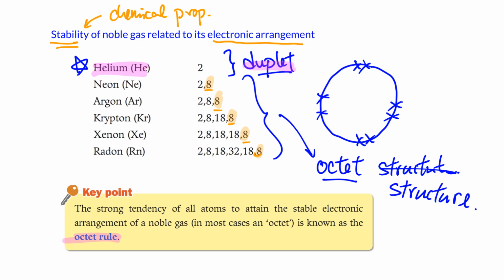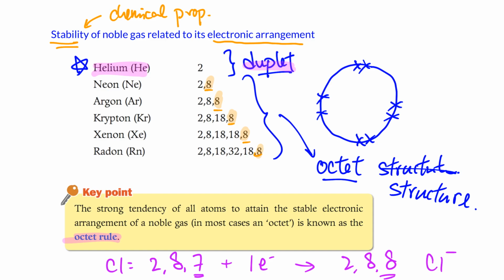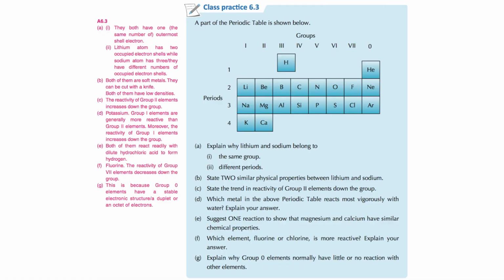Say for example, chlorine, which is 2, 8, 7. It will struggle to obtain a stable octet structure. So therefore, what it can do is gain 1 extra electron. If it does so, we call that chloride, because it has an extra electron added in. It will be stable by then.